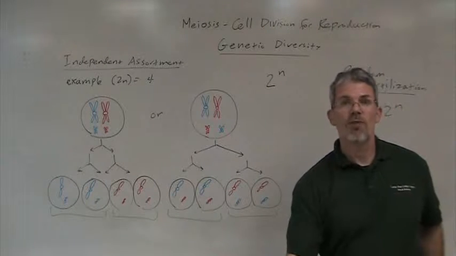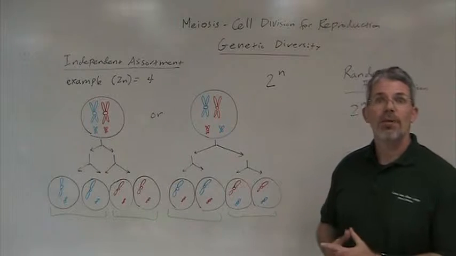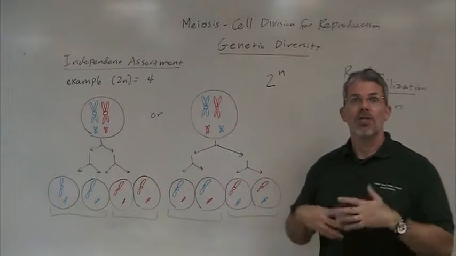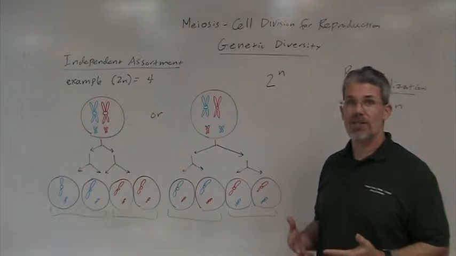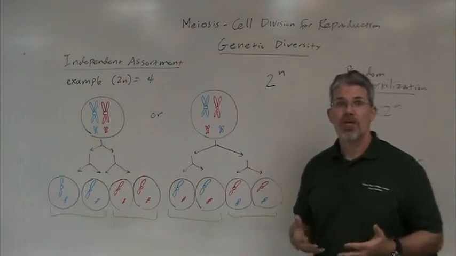Part 3 of our overview of meiosis and sexual reproduction. In part 1, we talked about how sexual reproduction lends itself to genetic recombination, genetic diversity in populations and in species, and we get to revisit that here. So, how do we maintain genetic diversity through sexual reproduction?